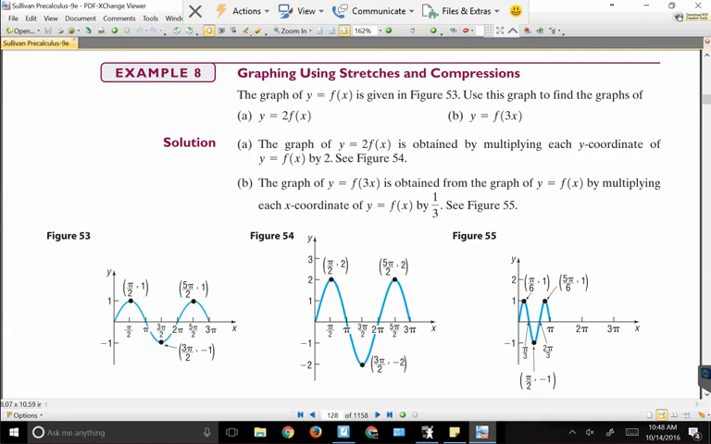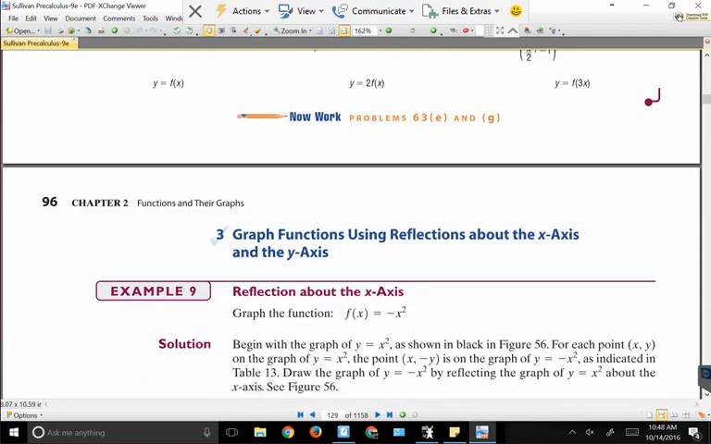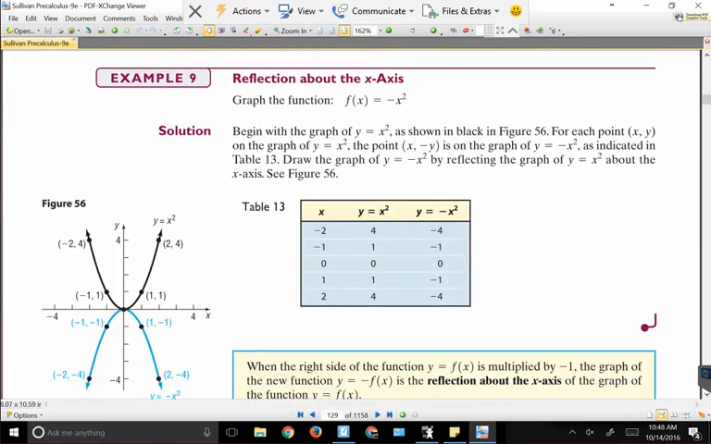Sort of kind of makes sense? It's the idea, if you can get a ballpark idea and get a feeling for what it's going to do, makes life a little bit easier. Reflections about the axes. Well, that's not that big of a deal. That's the plus and minus stuff, right? If I put something in, get something out, and then have the minus in front of it, well, it just makes it reflect across the x-axis, correct? Makes everything that was positive negative, everything that was negative positive.